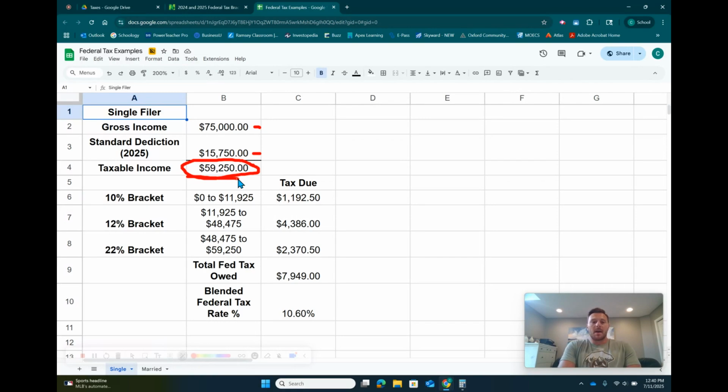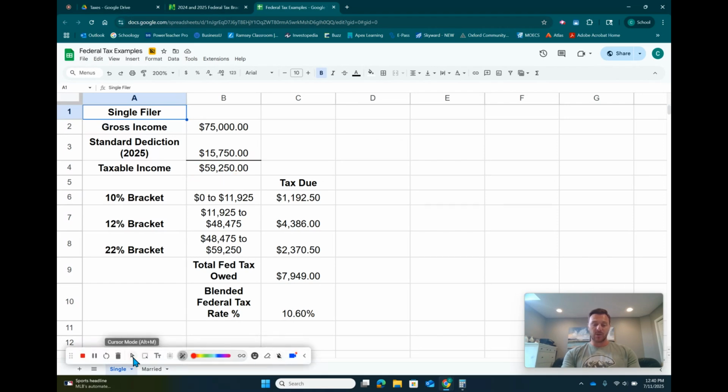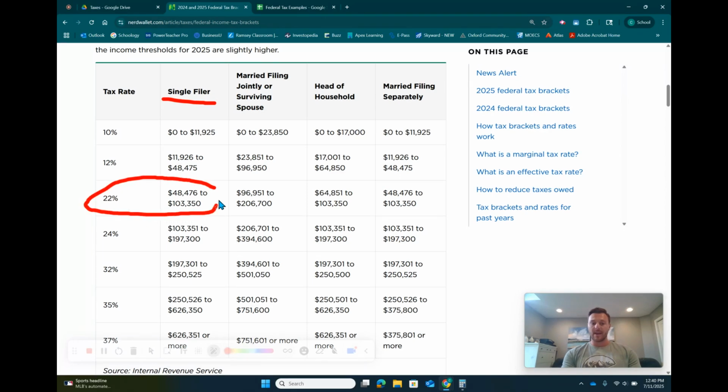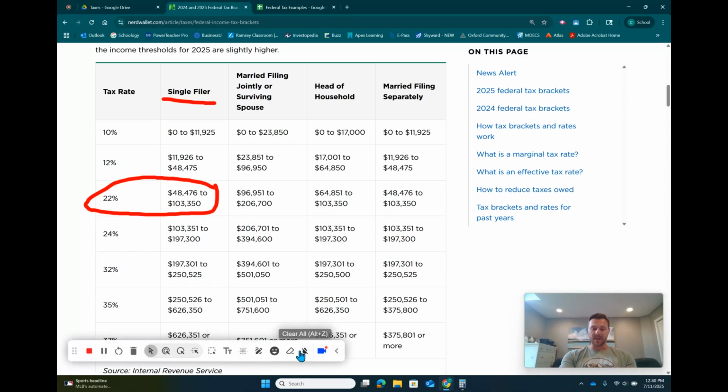So now, how much tax am I going to owe? Well, if we go back to the brackets, you're going to notice that if you're single and you make 59,250, that is going to fall in this bracket, which means that you will end up paying 22% tax. That's their final dollars, the final bracket you will end up in. It's not what you pay the whole time, just what you end up in. I think it's important to understand, all right?